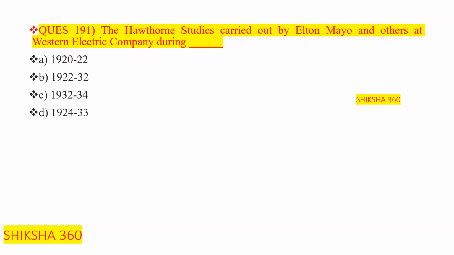Question number 191. This is also important. They will ask this type of question in 2 forms. First of all, the Hawthorne studies, it is given by. Here they have given Elton Mayo. In the upcoming question we will discuss one question on the basis of that. The Hawthorne studies, it is given by.